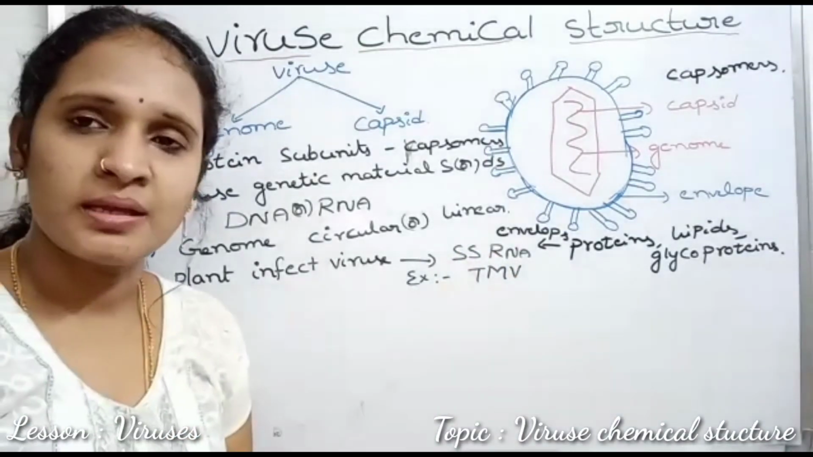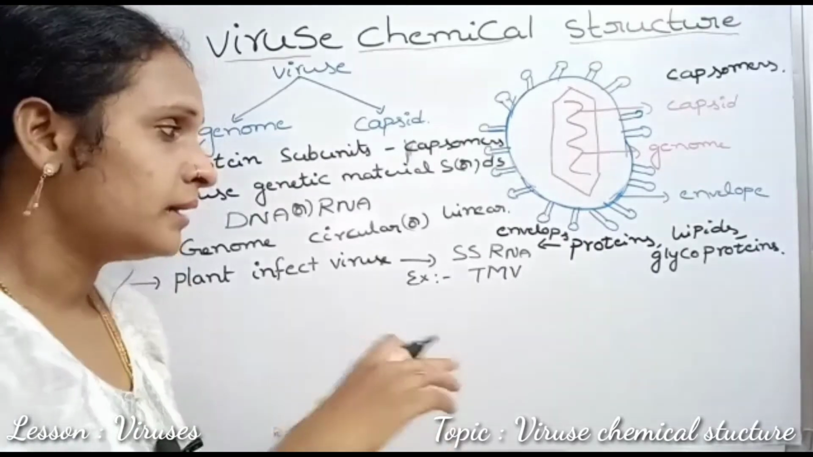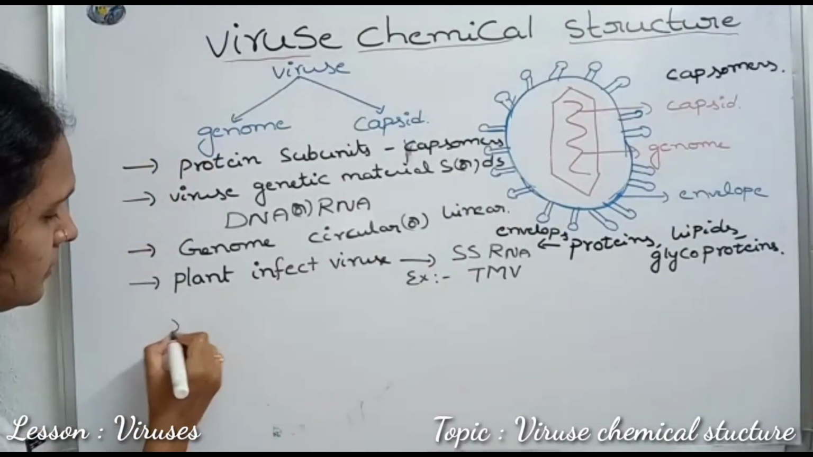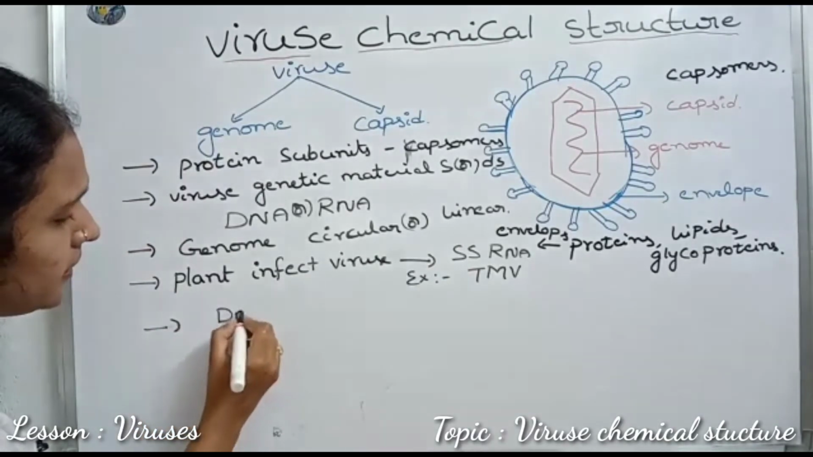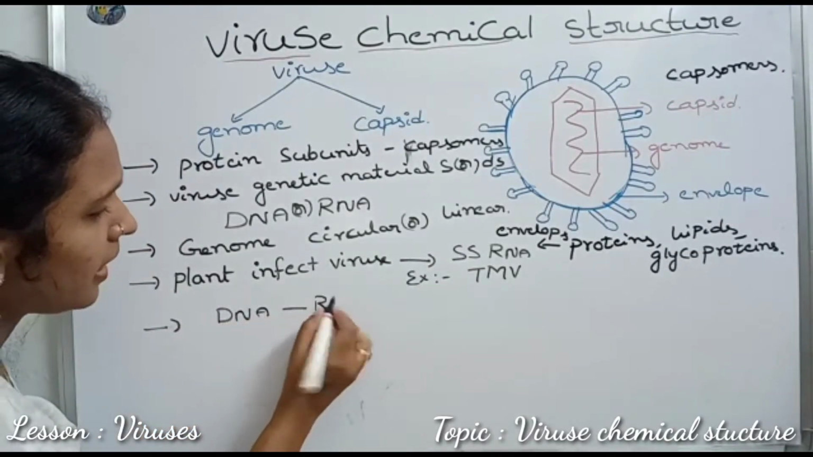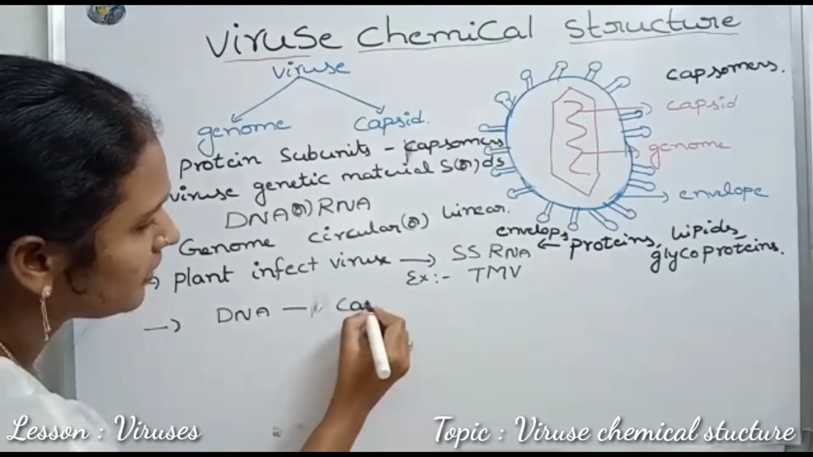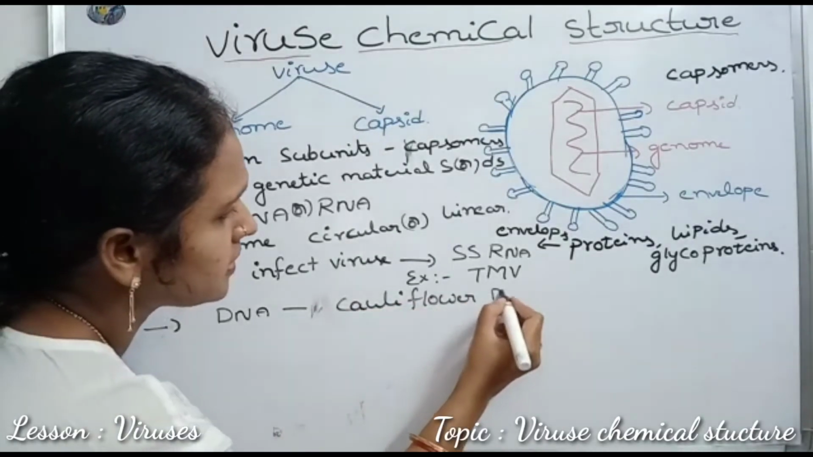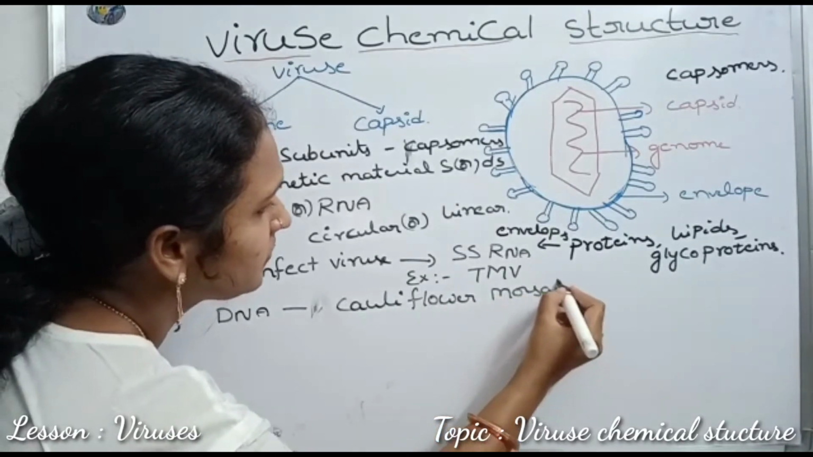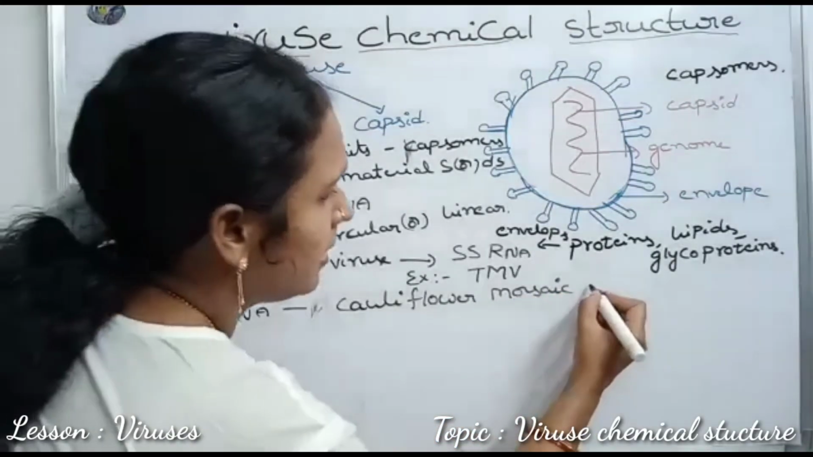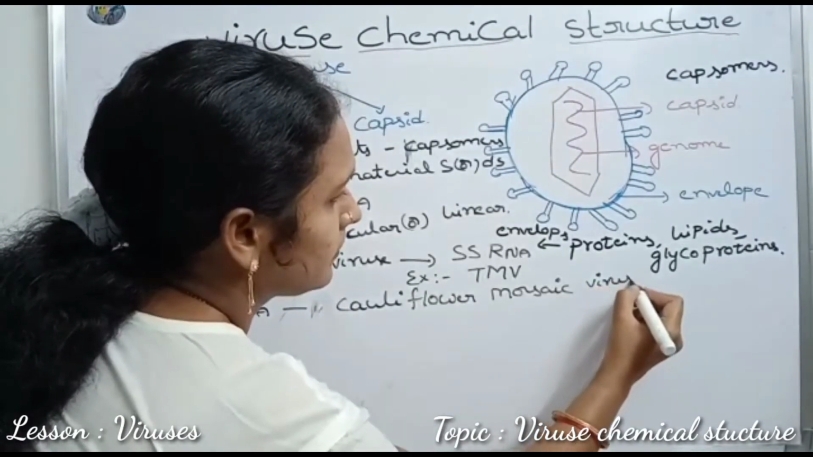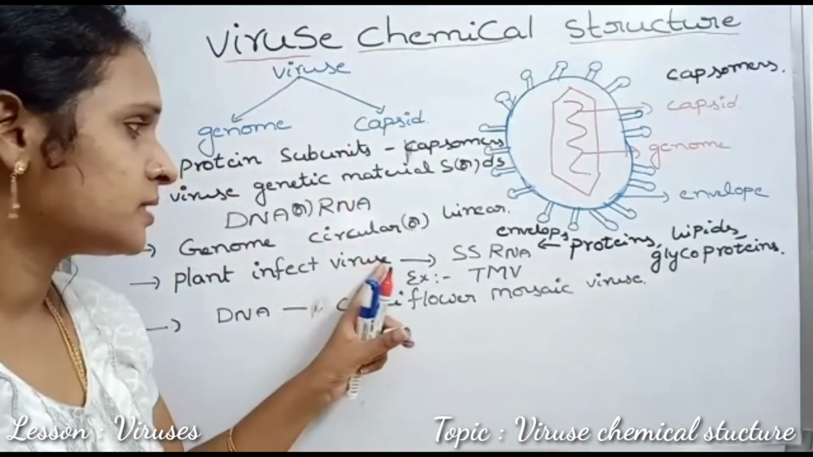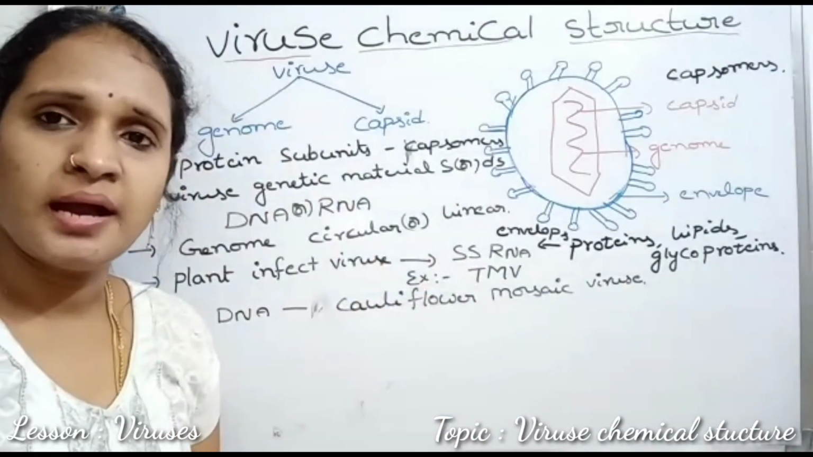But some plant viruses are different. They contain DNA instead of RNA. For example, the cauliflower mosaic virus has a DNA genome instead of RNA. Generally, plant infecting virus genome is single stranded RNA.